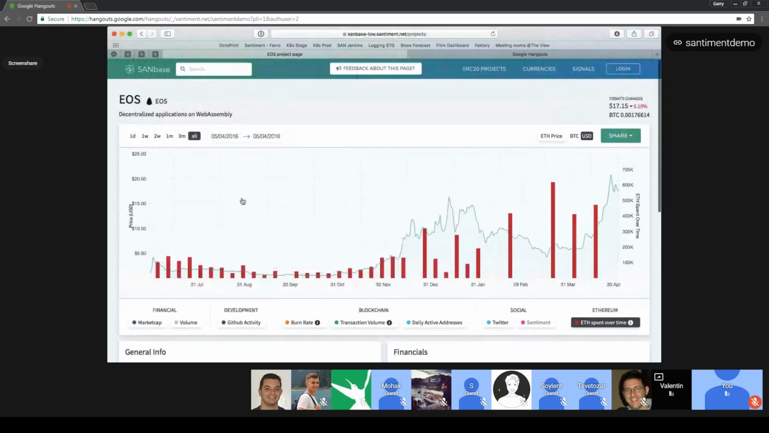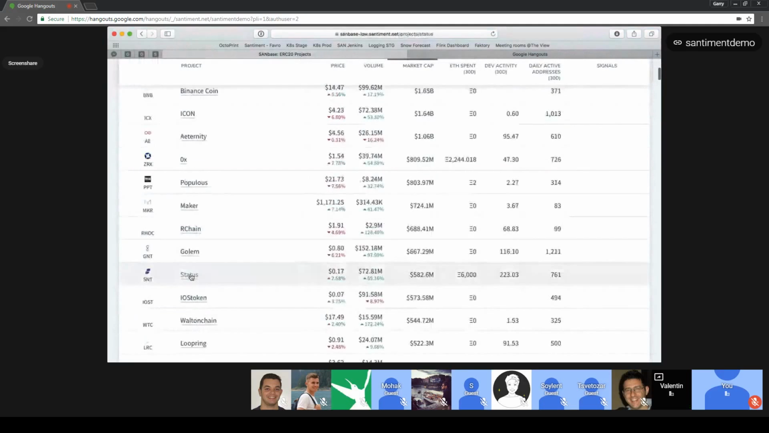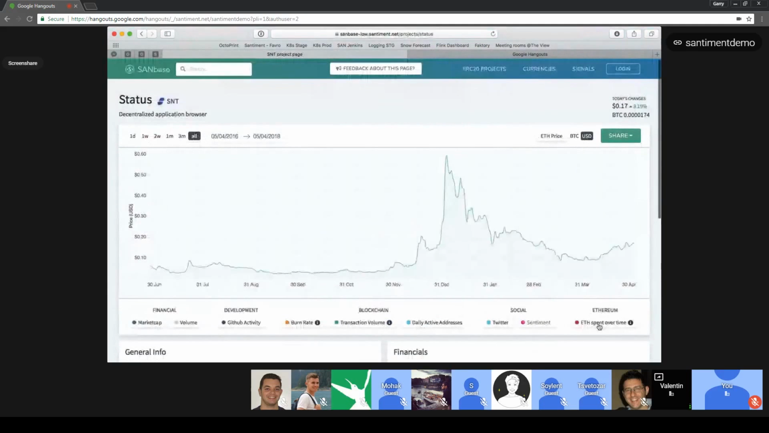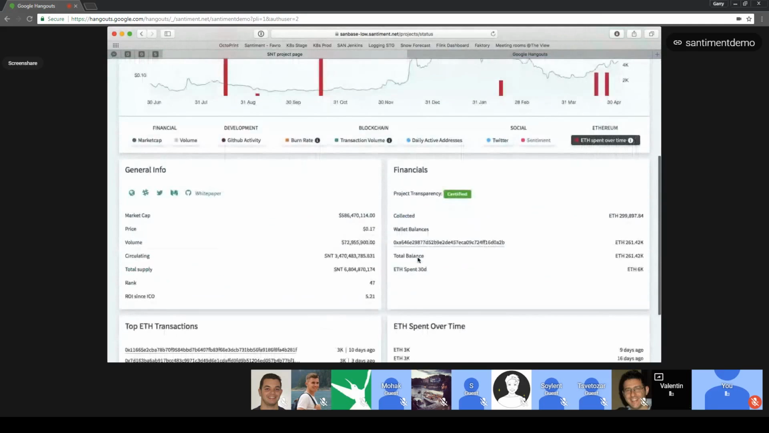And you can see the statistics also for other projects. Let's take Status. I think they've been spending some Ethereum over time. Now you can see that in August they spent 15,000. Then in October again 15,000, and recently they spent 2 times 3,000, and they spent 2,000 around the middle of February. So that could be interesting to analyze how these projects are spending.